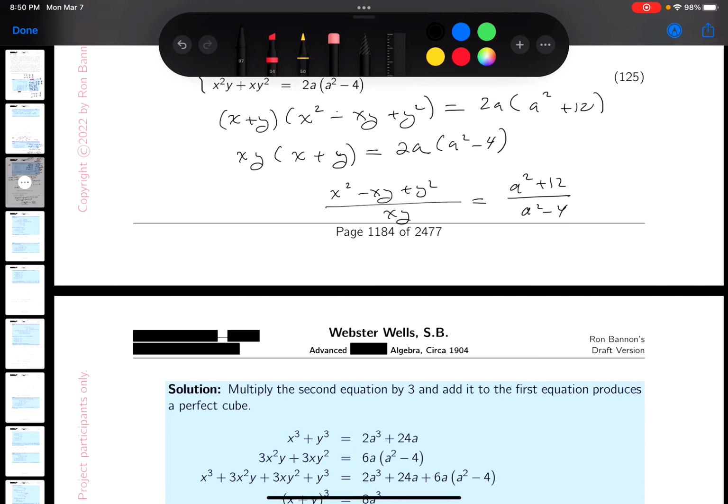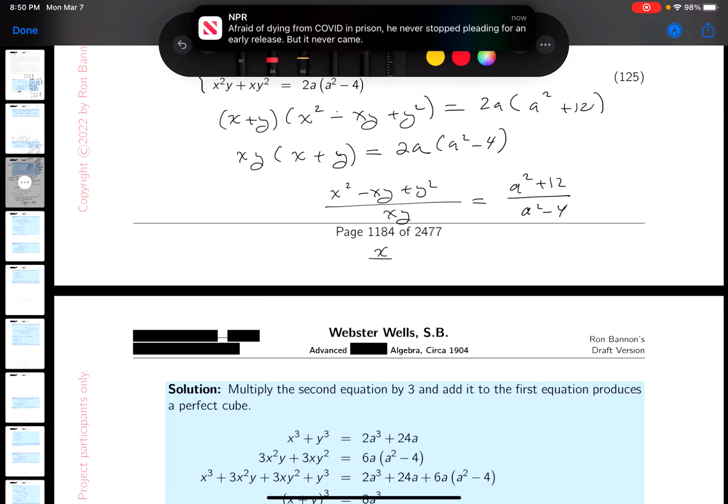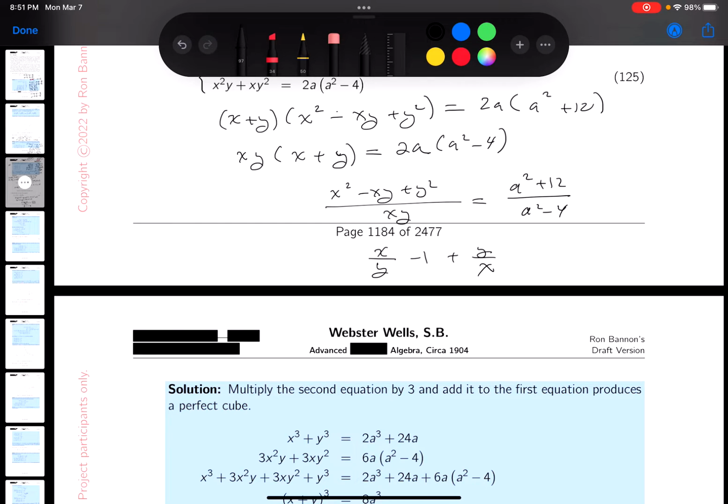And this is where I start to realize I'm kind of in trouble now. And what I mean by trouble, I really don't see anything clear at this stage. Now, granted, maybe there is something clear. I just don't see it. For example, maybe say, oh, I'll do this: x over y minus 1 plus y over x is equal to a squared plus 12 over a squared minus 4. Then you might say, oh, I see reciprocals. Then you go to the quadratic formula. It just seems like a really tough route, but I'm not saying it's wrong. I'm saying it looks really tough to me, all right?